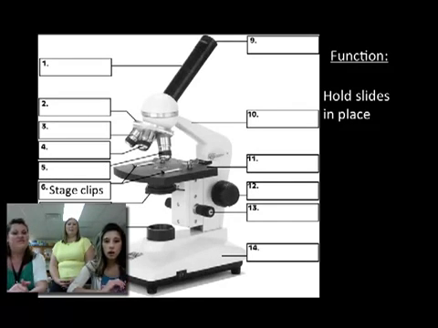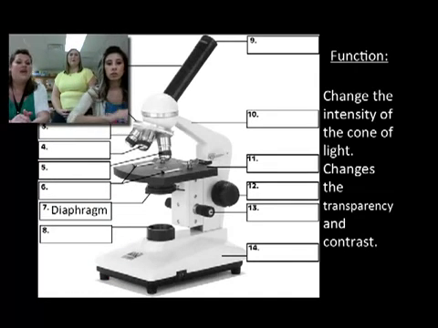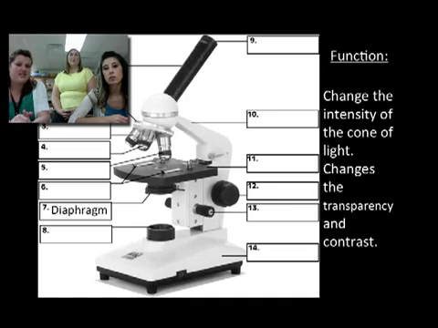All right, these are stage clips, number 6, and that's where you will put the microscope slide underneath, and its job is to hold that slide in place so it's not sliding around and you're dropping it on the table. And this is the diaphragm. It changes the intensity of the cone of light that comes through, and changes the transparency and contrast. So if you need to adjust that to see your image a little bit better, that is what you would use.